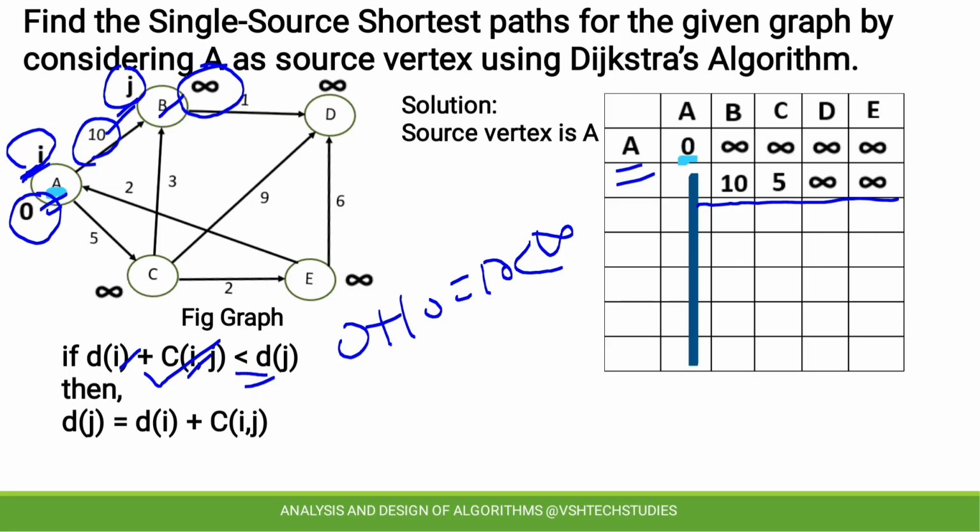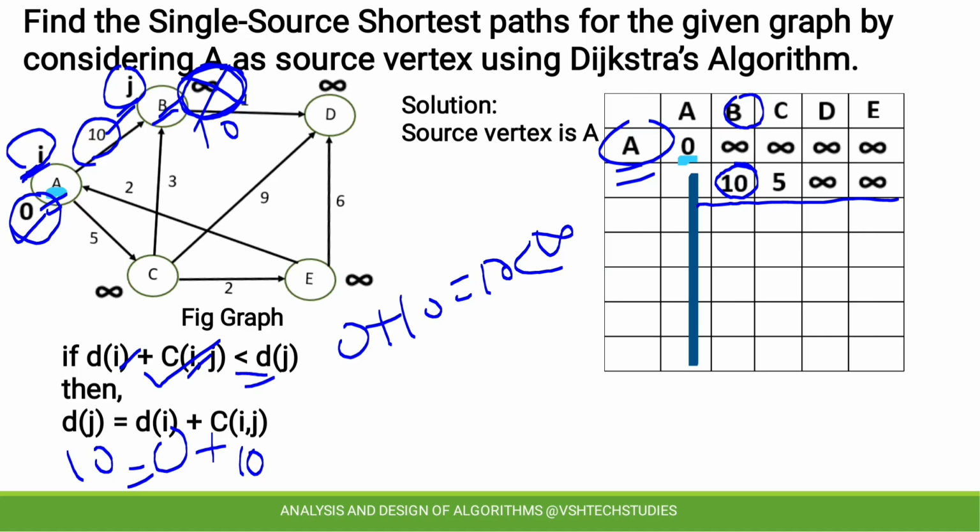So this is true. Then D of J, which means this D of B, that infinity, must be updated. That must be equal to D of I, that is D of A, which is 0, plus cost from I to J, that is 10. So that will be equal to 10. So D of J must be removed from infinity and given the value 10. And that value 10 is added here in the table under B. So the A to B distance is 10.